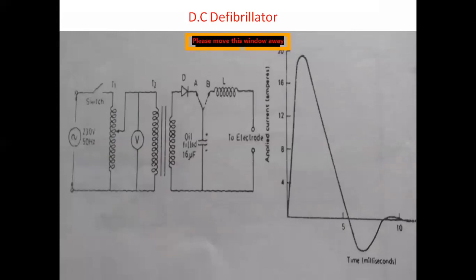Okay. So here the DC defibrillators. So already you know that DC voltage is obtained from the AC by using a rectifier. By using a rectifier, we will convert the alternating voltage, that is AC voltage, into the DC voltage. So here we have a 220 volts 50 hertz.